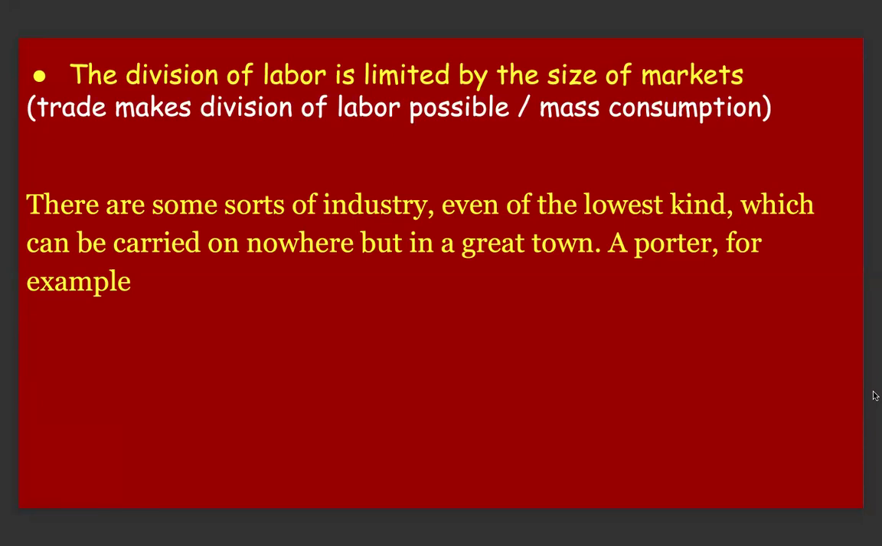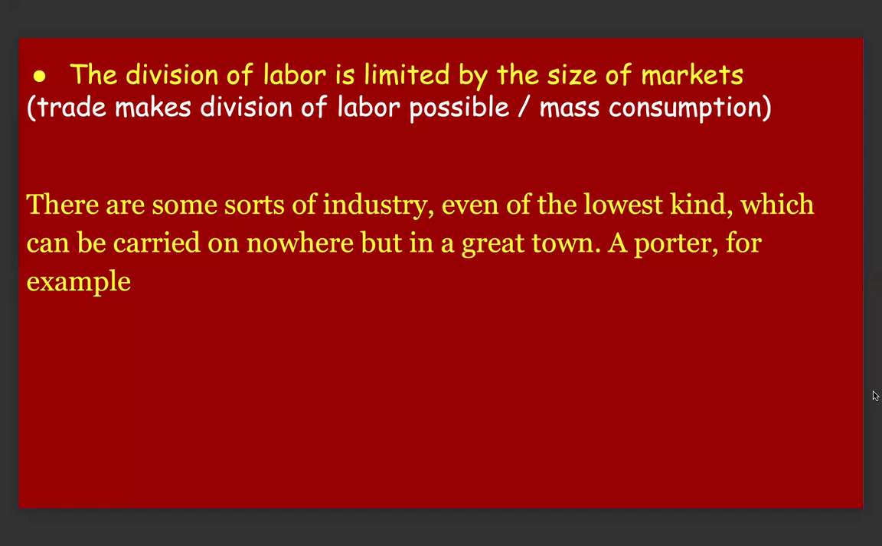Size of markets and division of labor. I want to explain this from a historical perspective, and Smith goes a little bit into that. So in the book, I'm going to focus on that for the remainder of this lecture. Now, in this very example of the doorman, the porter, right?